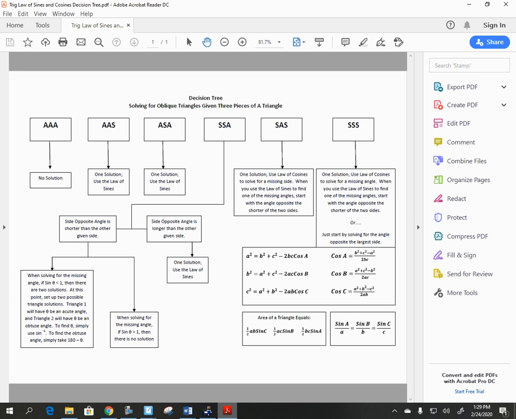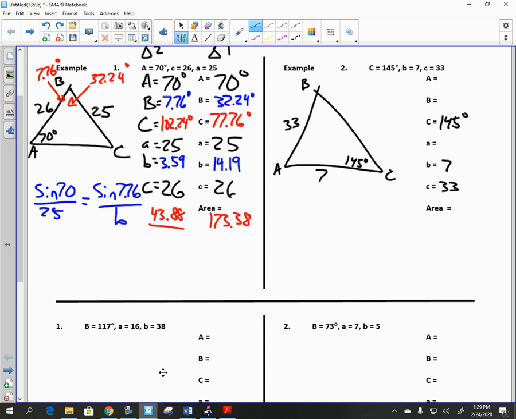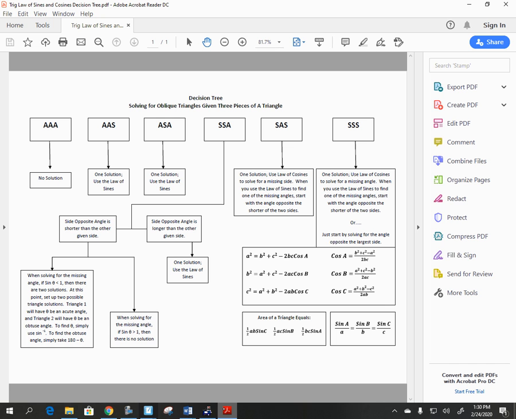All right, so you see that we have 1 solution. Do you see why? Follow it down. It says side opposite the angle. Is it shorter than the other given side? Or is the side opposite the angle longer than the other given side? Look at my drawing. Side opposite the angle. Is that longer or shorter than this one? It's longer. So therefore, right here, it says if it's longer, then just 1 solution. So the sheet tells you what to do.